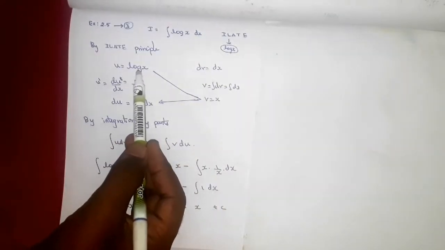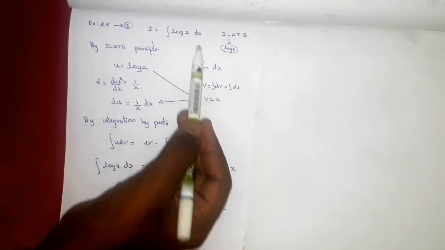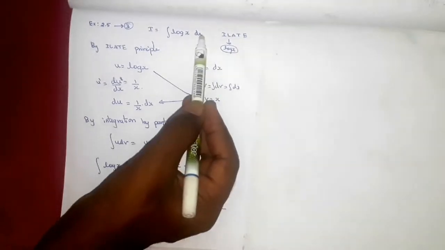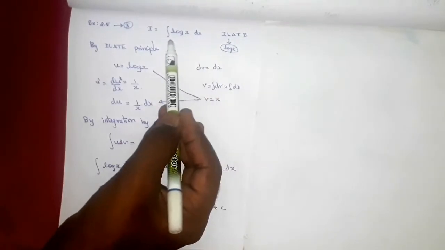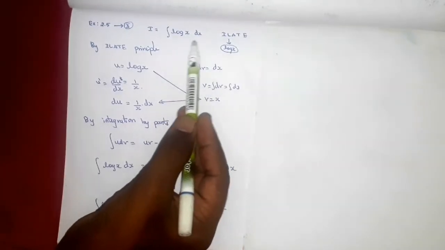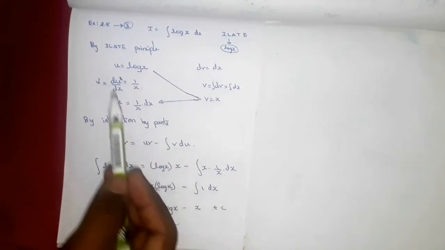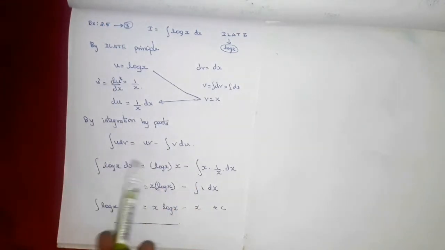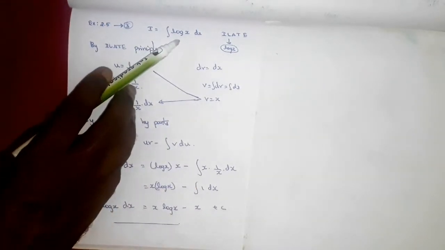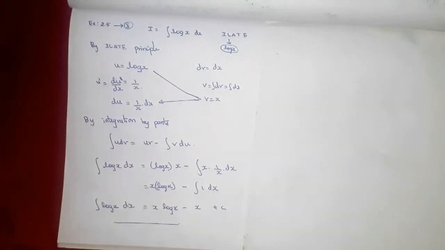So u equal to log x. If it is u, then this must be dv. So dv equal to dx, because we compare the whole integral with integral u dv. That is the reason why I say this is u and this is dv. But this time we are not going to do u dash, u double dash and all such things. Whenever log x is present in your integral, don't follow the Bernoulli formula. Better you follow the standard integration by parts formula.